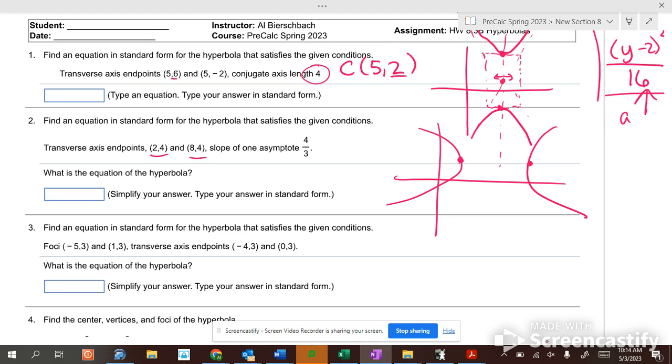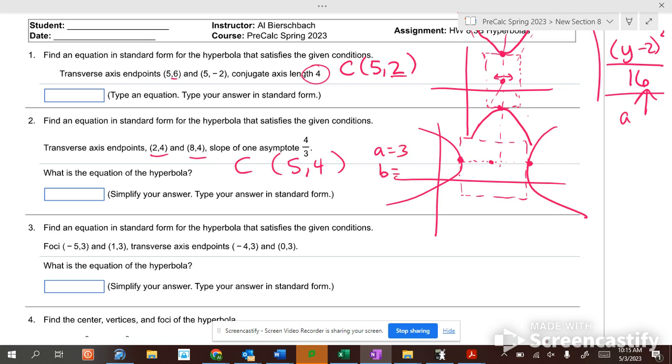So where's the center of this? Not (6, 4). (5, 4). Okay, (5, 4). Here's the center. It is at (5, 4). Now, how far do we go each way to get to our vertices? 3. So a is 3.